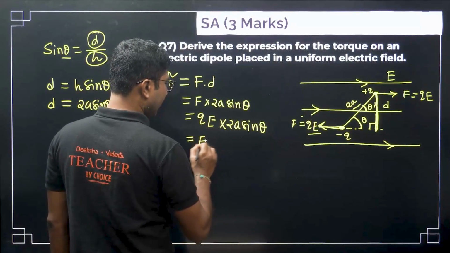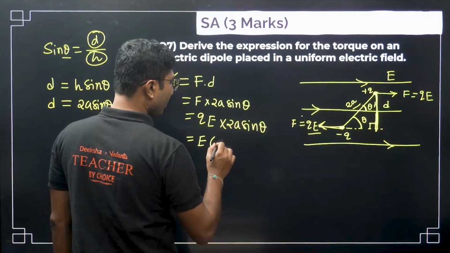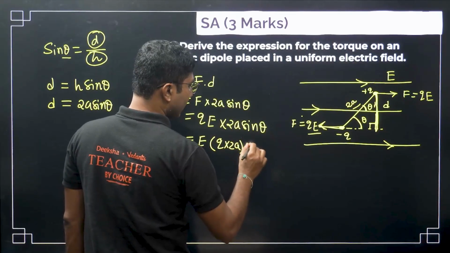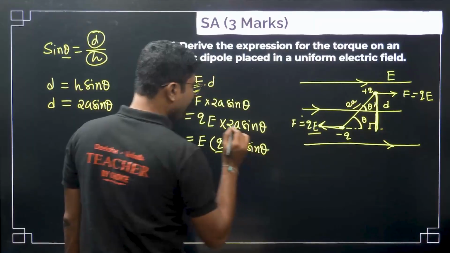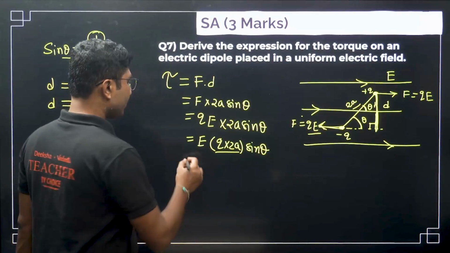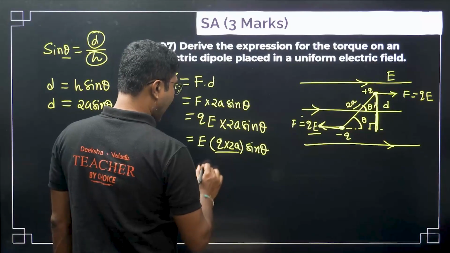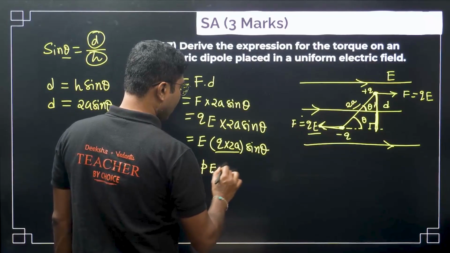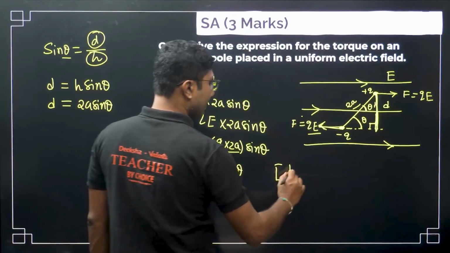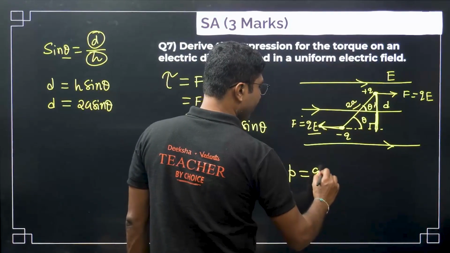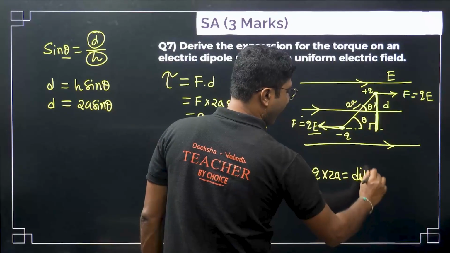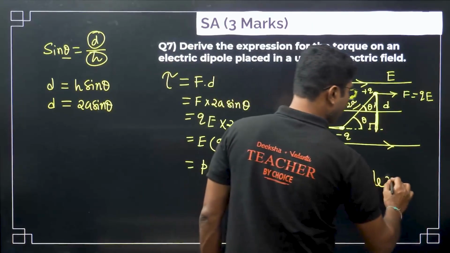So E into Q into 2a sin theta. Now what is Q into 2a? Q into 2a is called the dipole moment. So we will write this as P into E sin theta. What is P? P is Q into 2a, equal to the dipole moment. So you have to mention everything.